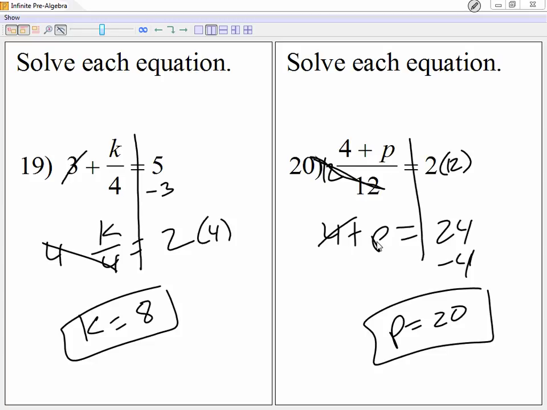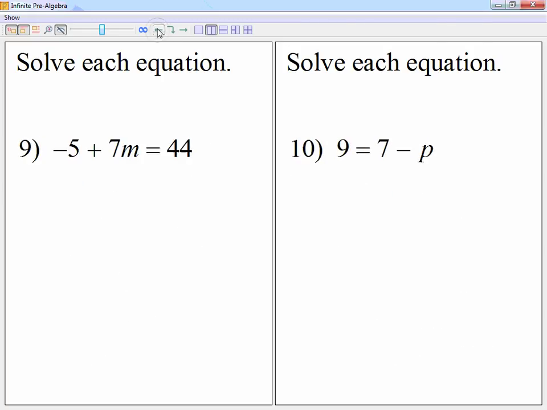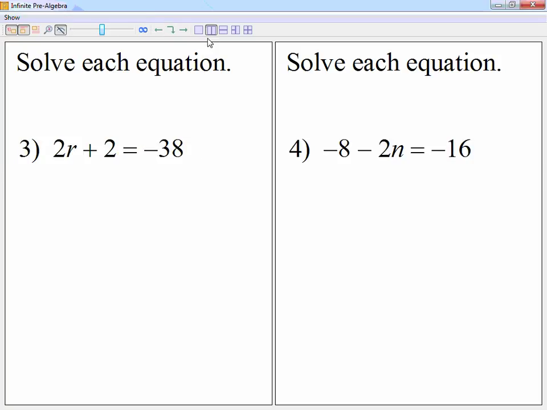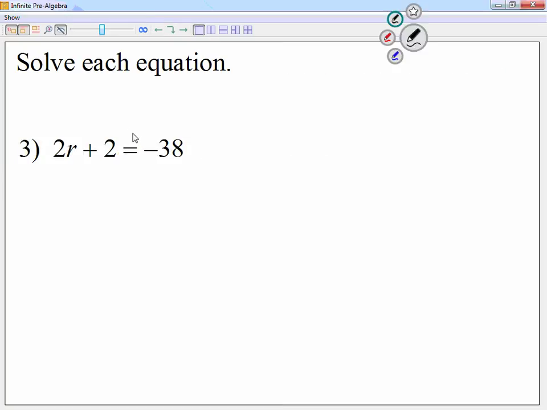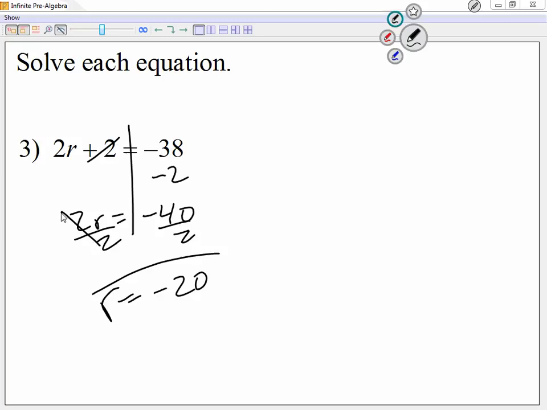Number 3. Alright, let's take a look at number 3. I'm going to separate at the equal sign. My plus 2, let me bring it to the right as a negative 2. Right, I switch the sign. So I get 2r is equal to negative 40. Divide both sides by 2. So r is equal to negative 20.